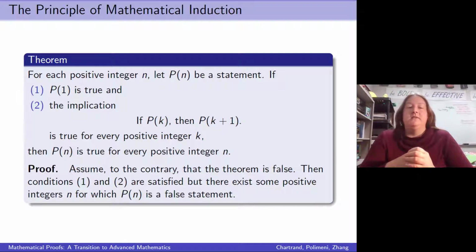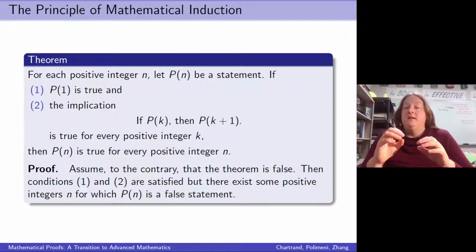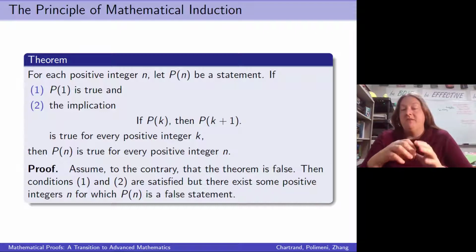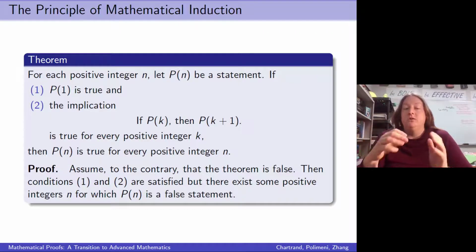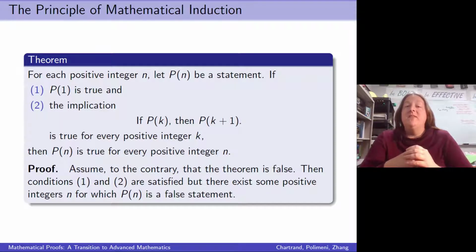Now, a consequence of this is that for each positive integer n, we can have some statement P of n, and if we can show that P of 1 is true, and the implication that if P of k, then P of k plus 1 is true for every positive integer k, then we have that P of n is true for every positive integer.